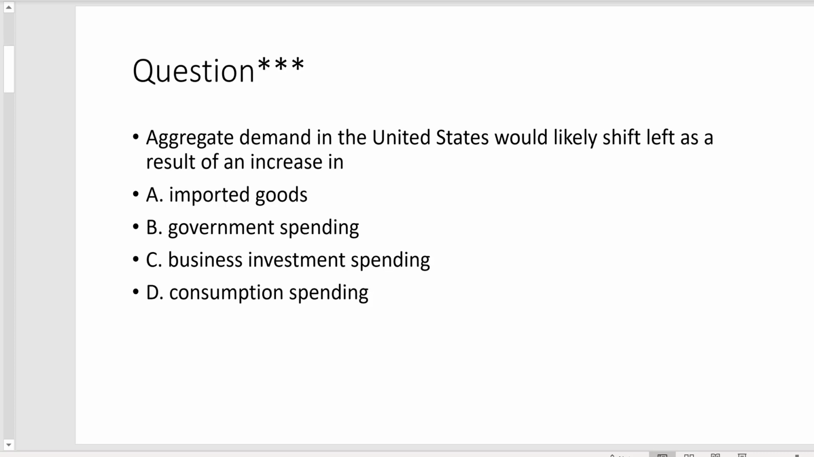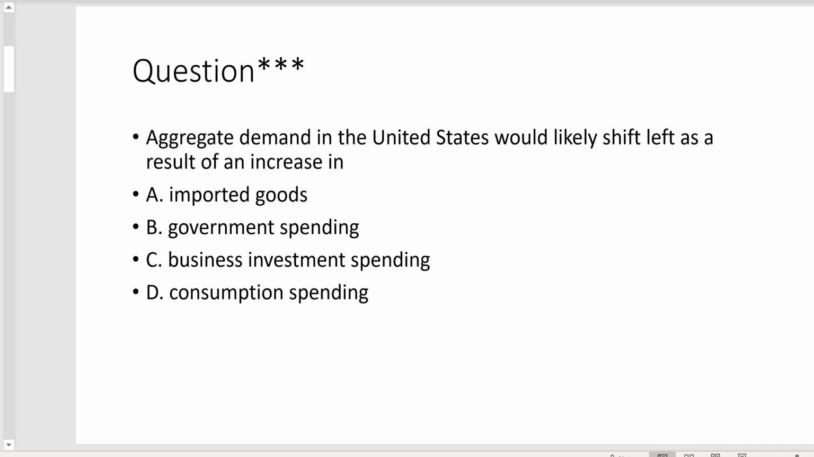All right, aggregate demand in the United States would likely shift left as a result of an increase in, well, first of all, shift left means decrease. Aggregate demand in the U.S. would likely decrease as a result of an increase in, A says imported goods. Yes, because more imports means that more money is being spent overseas by U.S. citizens compared to the money that foreigners are spending in the U.S. So that's going to result in aggregate demand shifting to the left.